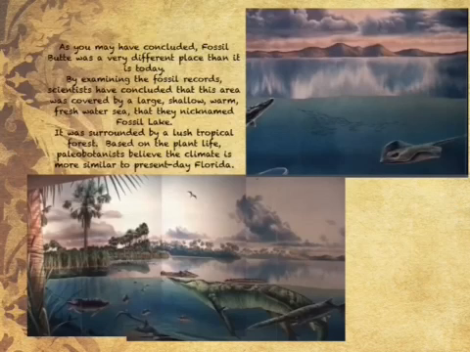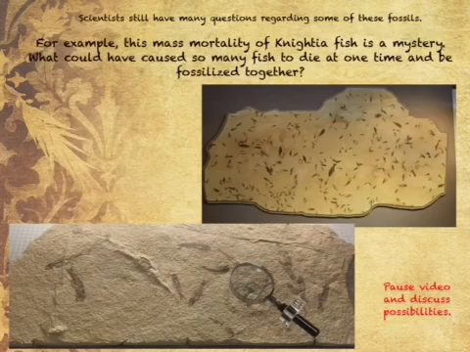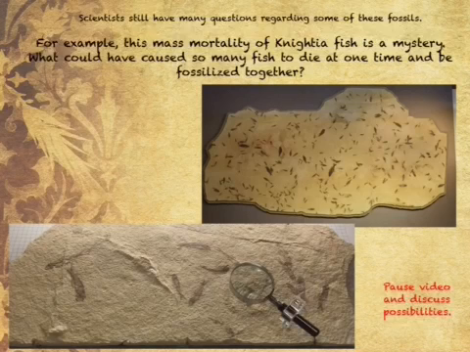As you may have concluded, Fossil Butte was a very different place than it is today. By examining the fossil records, scientists have concluded that this area was covered by a large, shallow, warm, freshwater sea that they nicknamed Fossil Lake. It was surrounded by a lush, tropical forest. Based on the plant life, paleobotanists believe the climate is more similar to present-day Florida. Yet even with making those conclusions, scientists still have many questions regarding some of the fossils.